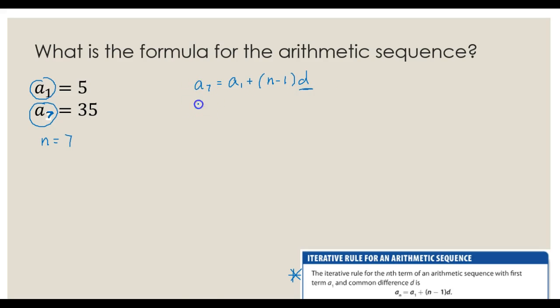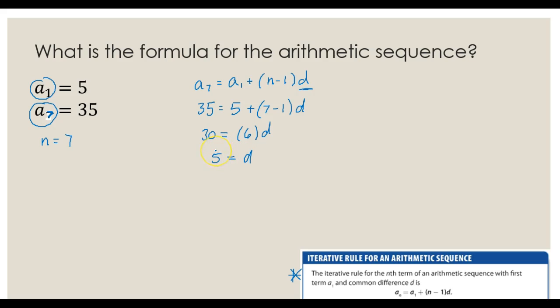a7 is 35, that's the seventh term. a1 is the first term, 5, plus n minus 1, n is 7, the seventh term, minus 1, times d. We put all that information into the formula, and then we're just solving the equation. We subtract 5 from both sides, and 7 minus 1 is 6. So we get 30 equals 6 times d. Then we divide both sides by 6, and d equals 5.